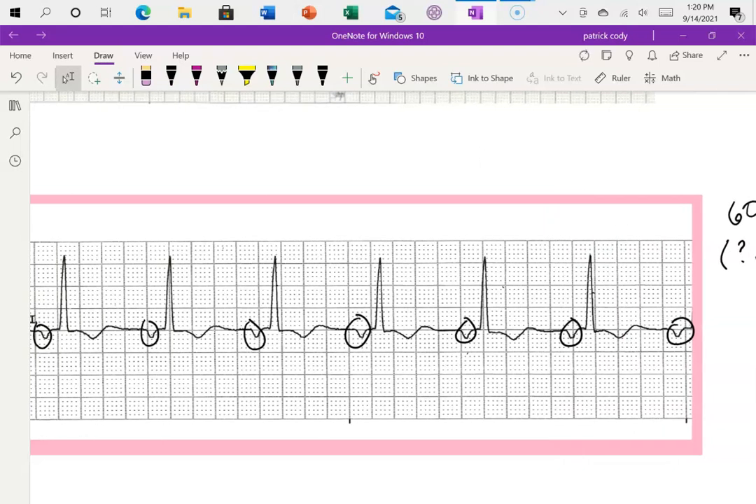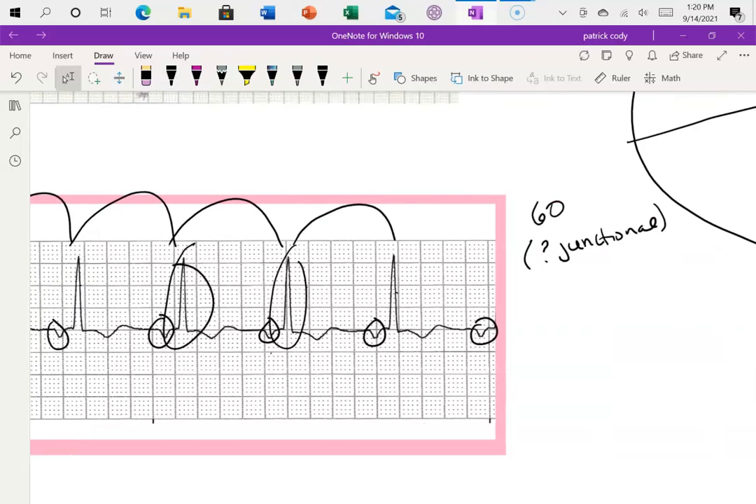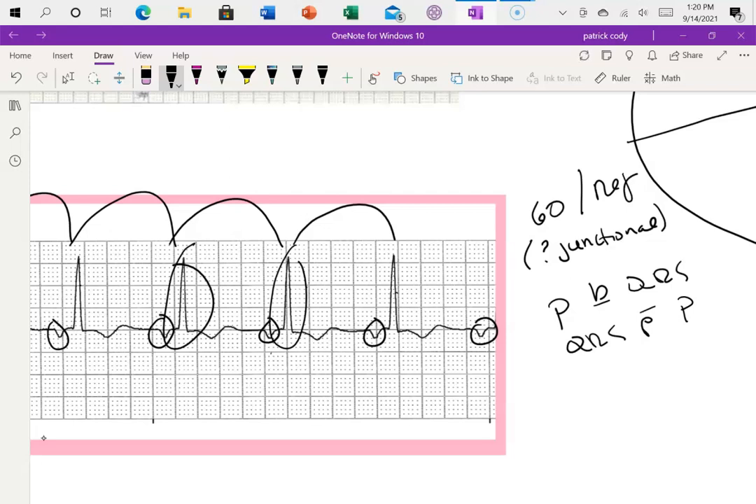So let's just take a look at the rest of it before we make up our minds. We do have a P before every QRS, and we do have a QRS after every P, and then the rate is otherwise regular, right? The distance between our R to R complexes is the same. So this is a regular rate, a regular rhythm. There's a P before every QRS, there's a QRS after every P. And then what about our other things that we like to look at?